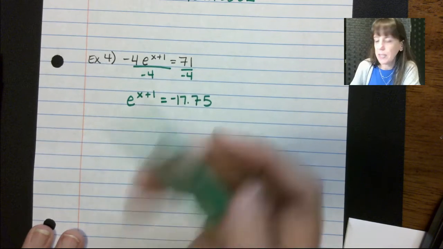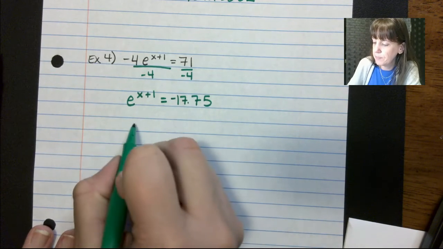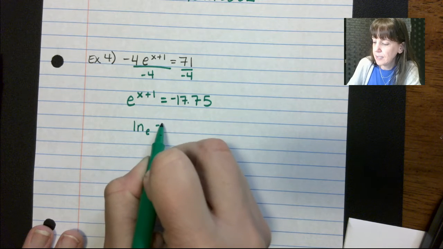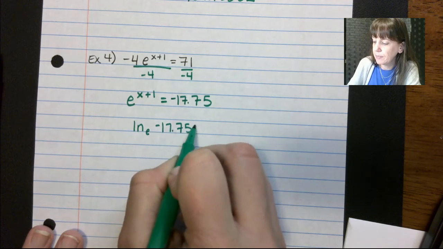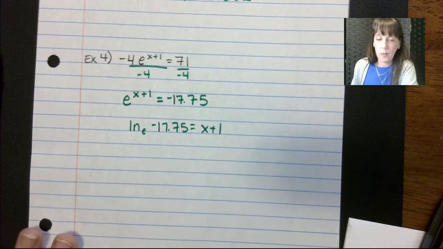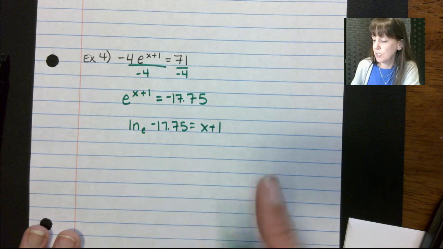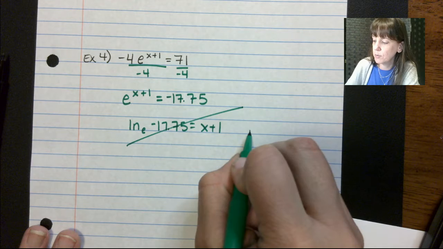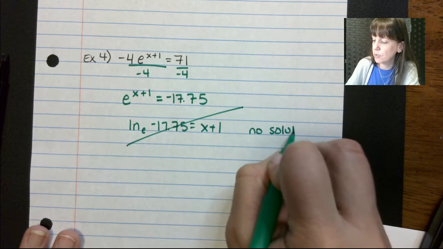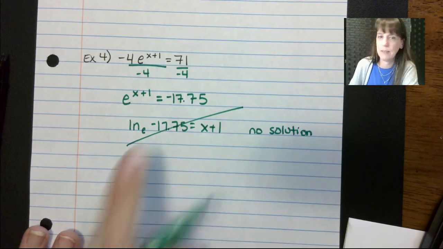Okay, so now I'm ready to use my natural log. Natural log of negative 17.75 equals x plus 1. We have to stop right there because this is negative, and remember, that's not allowed. So at this point, no solution. There is no solution here because we are not allowed to have a negative here.